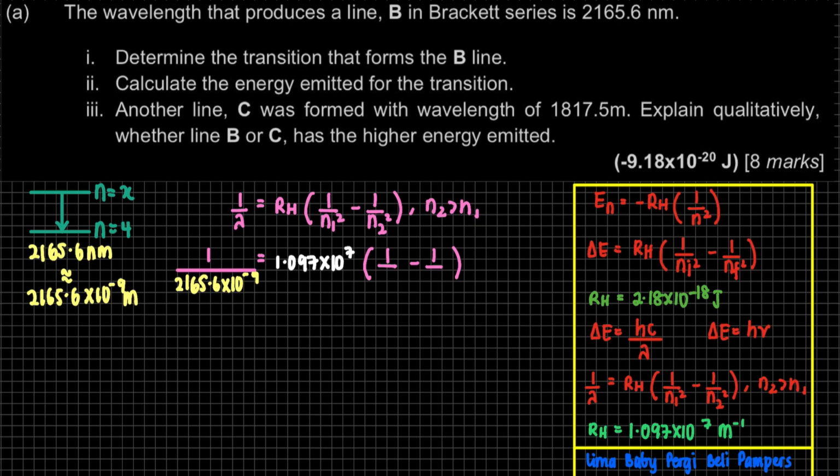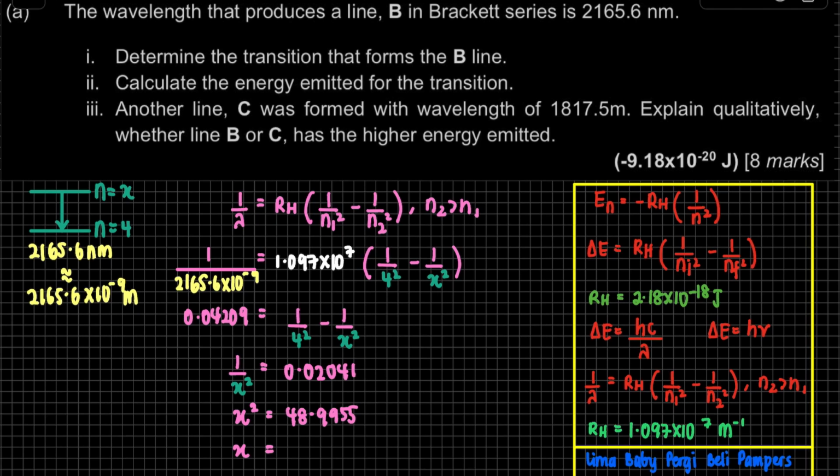Again, the information is given in nanometer. Nano means negative 9, so wavelength here must be in meter. So I've changed it into exponent negative 9. And then n1 must be smaller, so the smaller one, our ground state, is 4. So here I'm just going to put down 4 squared, and this is x squared. Once you calculate the value, you will get your x to be 7.